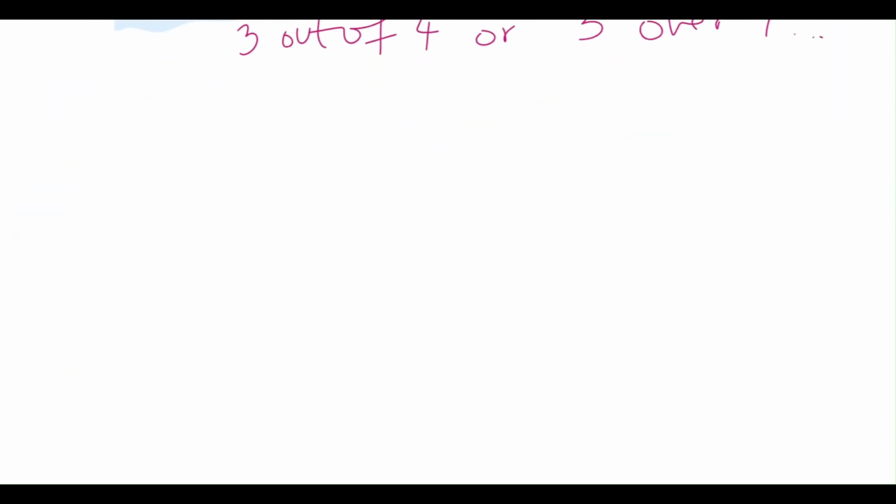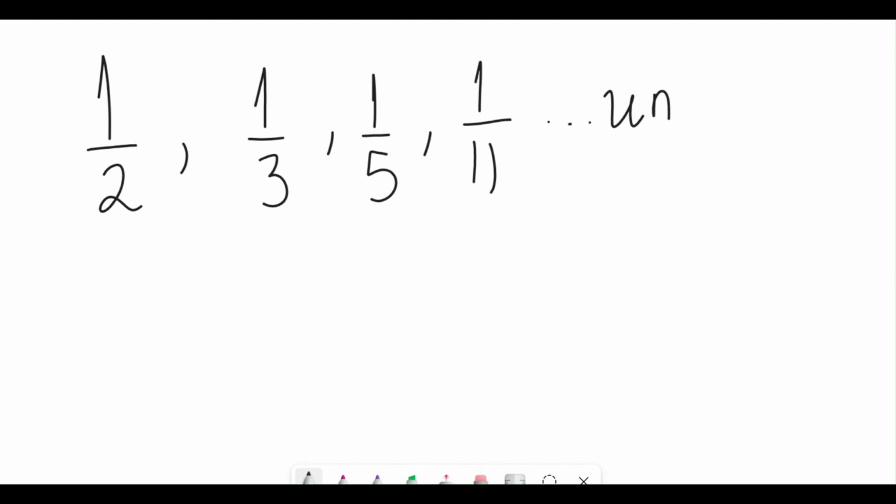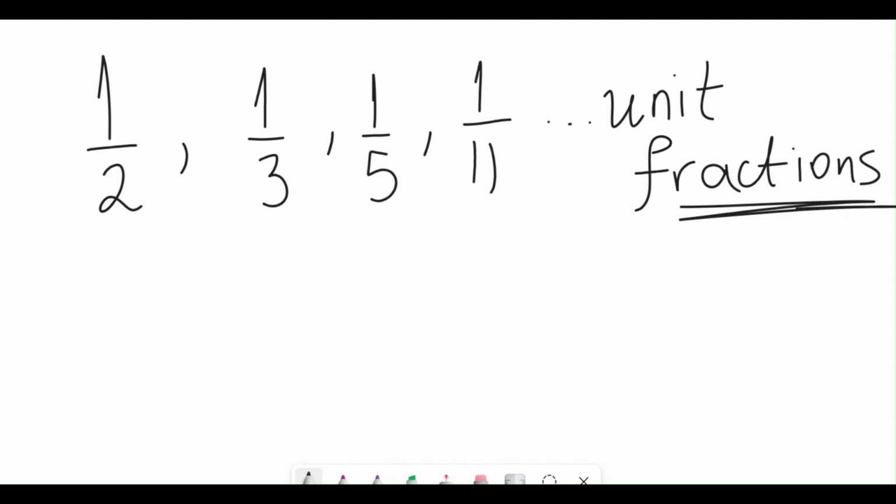Now, if we have a fraction that has 1 as the numerator, for example, 1 over 2, 1 over 3, 1 over 5, 1 over 11, and so on, these fractions are called unit fractions. So, if they have 1 as their numerator, then we call them unit fractions.